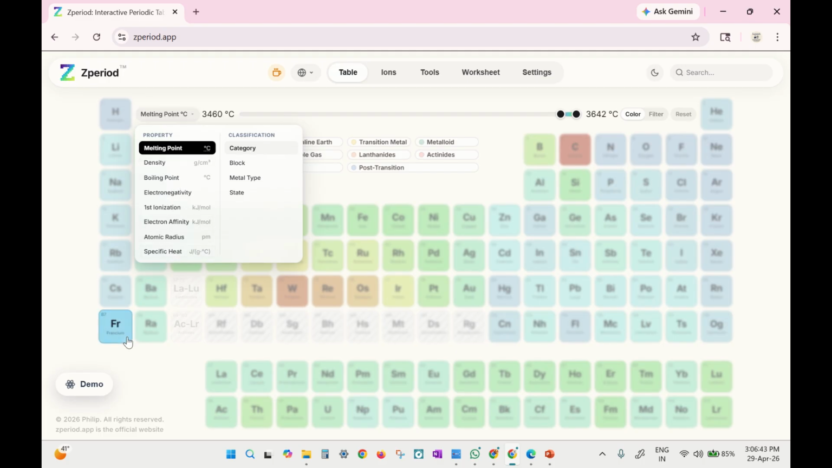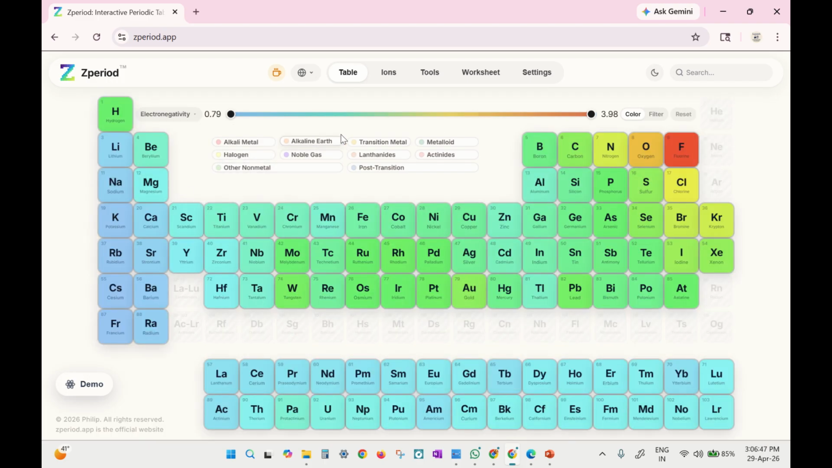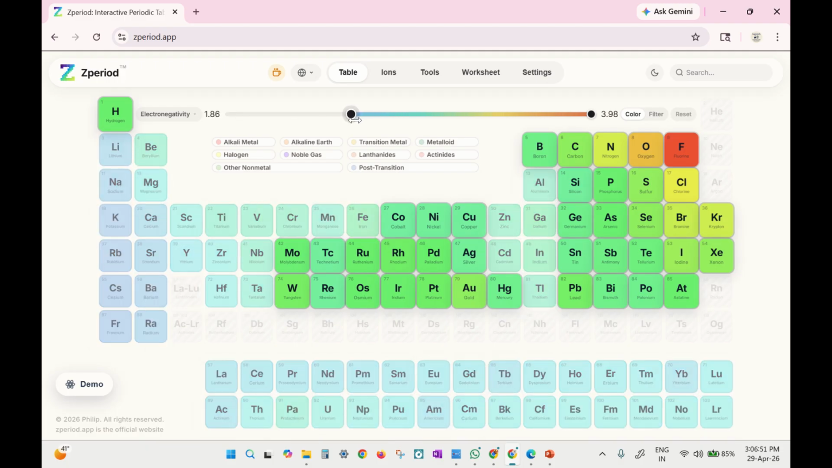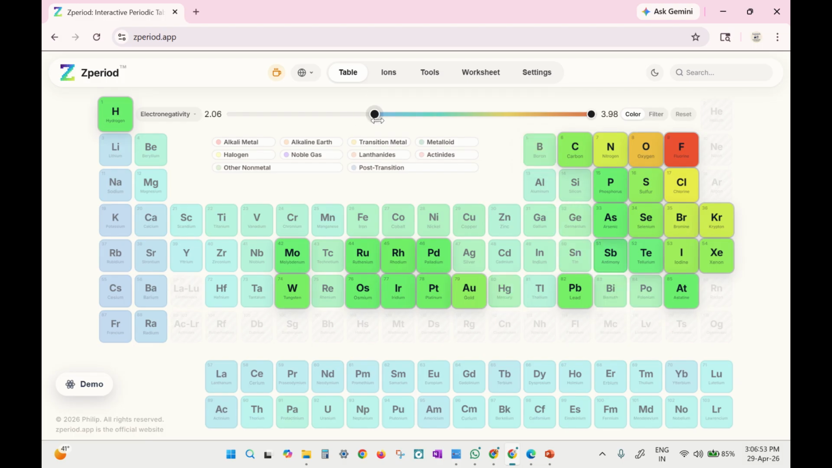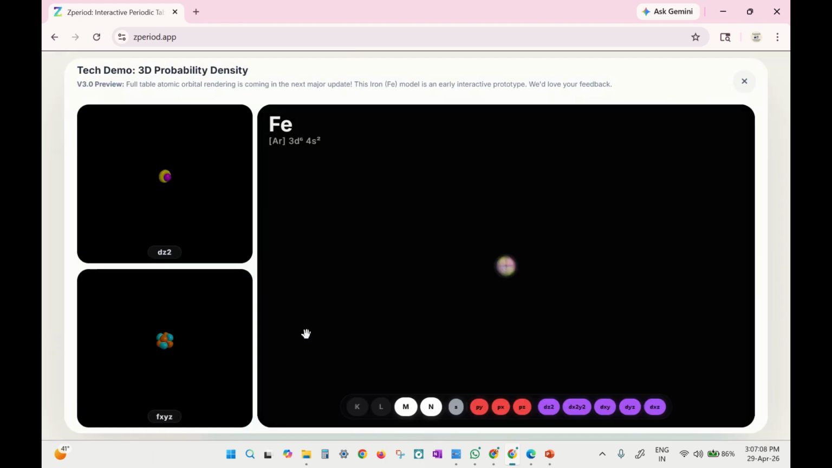Anyway, electronegativity is another very important category to see. We'll see it when we come to periodicity of elements. So nitrogen is quite high. Nitrogen, oxygen, fluorine, chlorine, bromine, etc. are quite high.